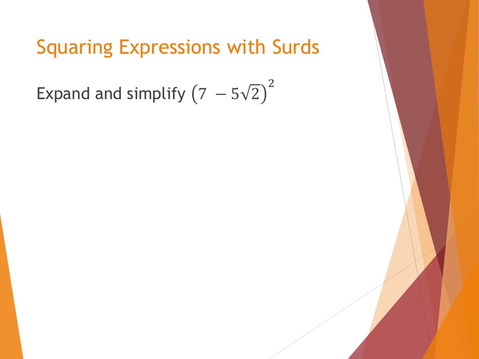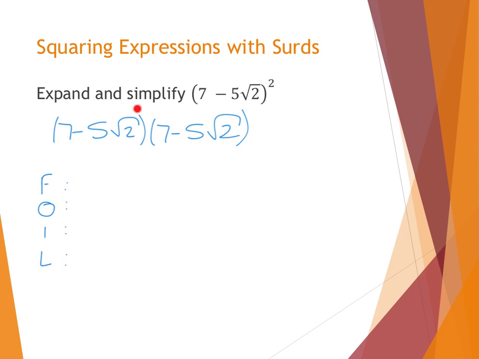Okay, so now we'll apply that to surds. So this time we're doing 7 minus 5 root 2 times 7 minus 5 root 2. It's a square, so we're timesing it by itself. I'm going to use FOIL again. So first, that's my 7 times by 7, giving us 49. Now we've got our outers, which is minus 5 root 2 times minus 5 root 2. Minus times a minus gives us our plus. 5 times 5 gives us 25. And root 2 times root 2 gives us root 4.